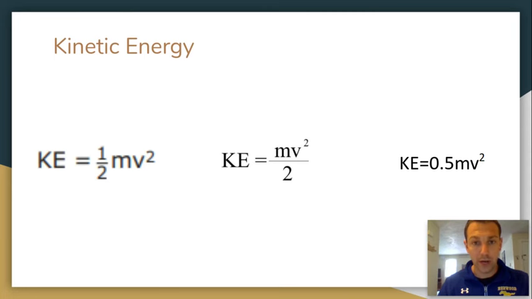Also, the equation on the right is one that's handy for multiple people as well. It says KE equals 0.5 mv squared. 0.5 is just the way of writing in decimals, 1/2. You can choose which one of these you'd like to use going forward.